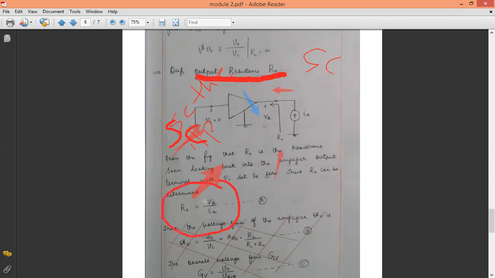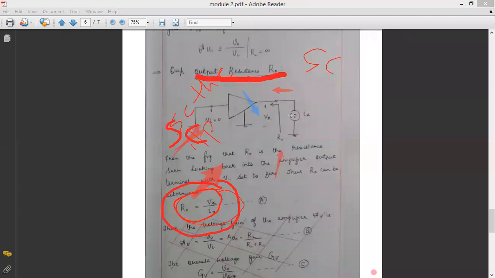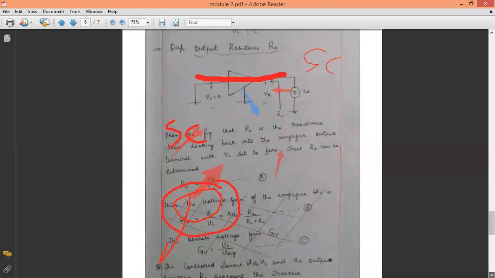This is how we have to find the output resistance. The third parameter is the output resistance R naught. Just short circuit this, connect a voltage source Vx, then you find R naught is equal to Vx by Ix. That is how you will find. Understood?